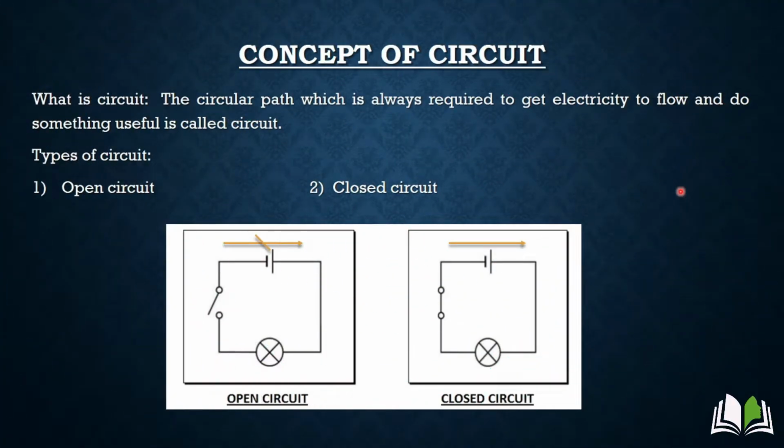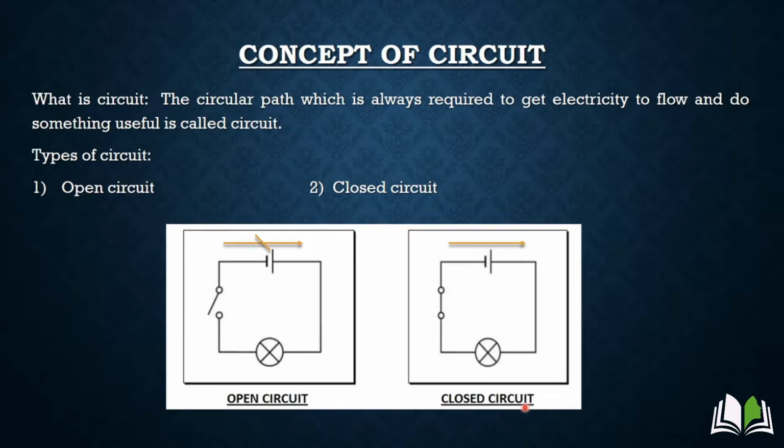So the concept of circuit. What is a circuit? The definition is, the circuit is a path which is always required to get electricity. Specifically, we can say that the path which is required to flow of electrons. There are two types of circuits. One is open circuit and the second one is closed circuit. Here we can see the pictures of an open circuit and a closed circuit. The first one is the open circuit and the second one is the closed circuit.